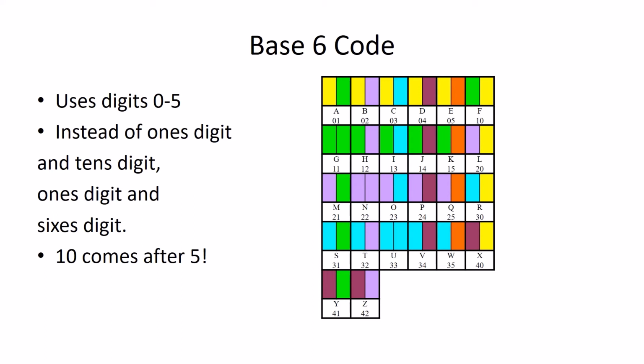But from there, it's the same as our base 10 code. We just choose a color for each digit. So 0 is yellow, 1 is green, 2 is pink, 3 is blue, 4 is purple, and 5 is orange.